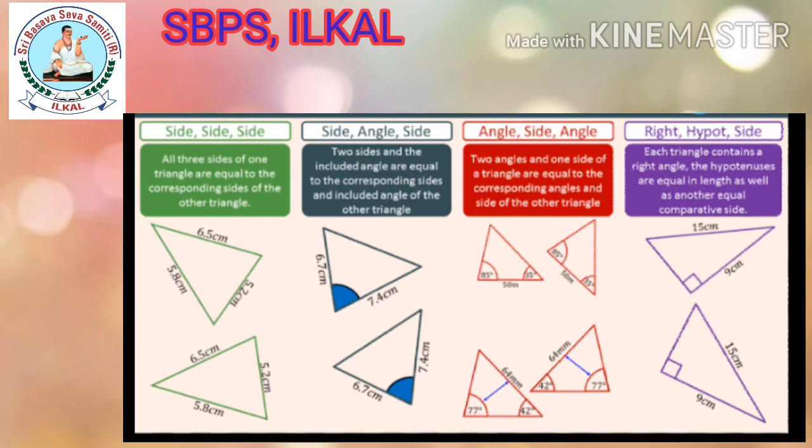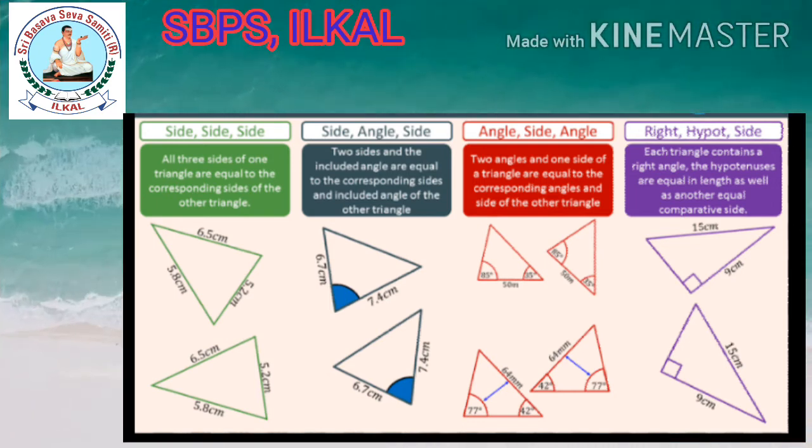Here are some examples for all the four congruence criterion rules. That is side, side, side: three sides are equal in both the triangles. Side, angle, side means two sides and the included angle are equal in both the triangles. Angle, side, angle means two angles and the included side are equal in the given triangles. And right angle, hypotenuse, side: one is the hypotenuse, one more is the right angle and another side is equal.